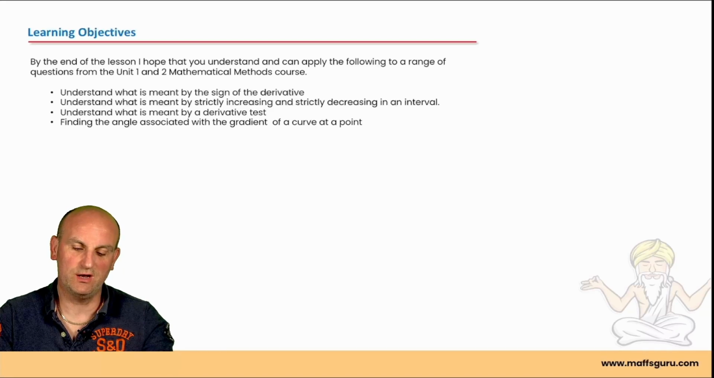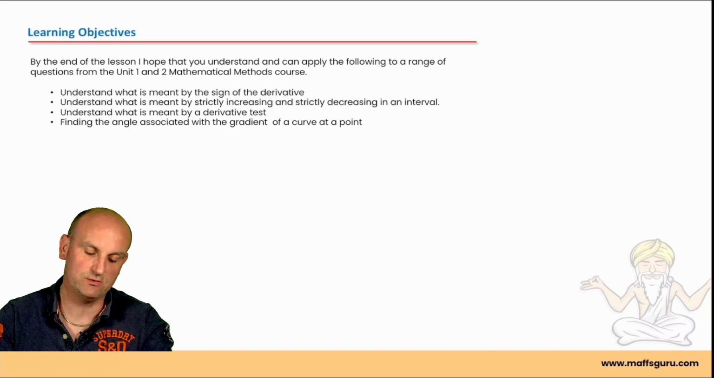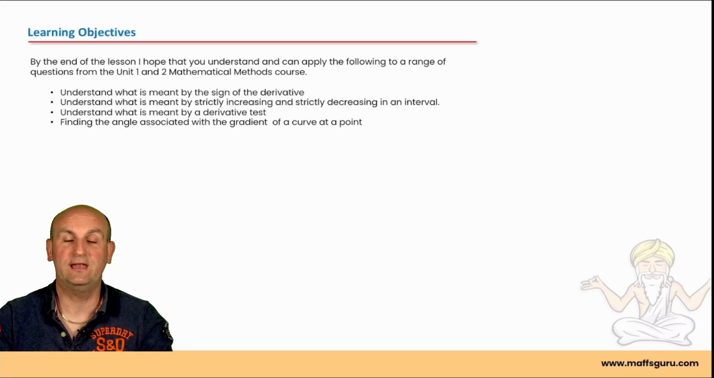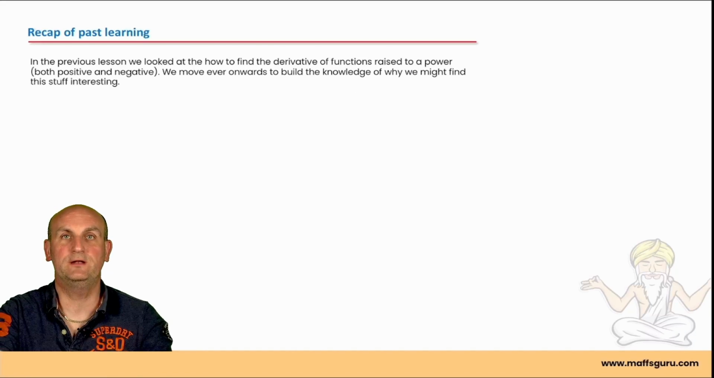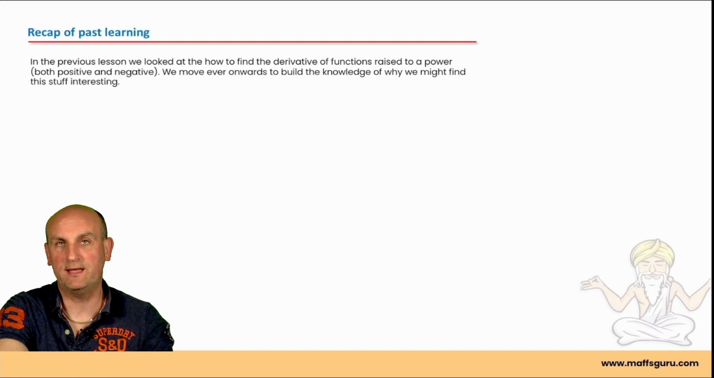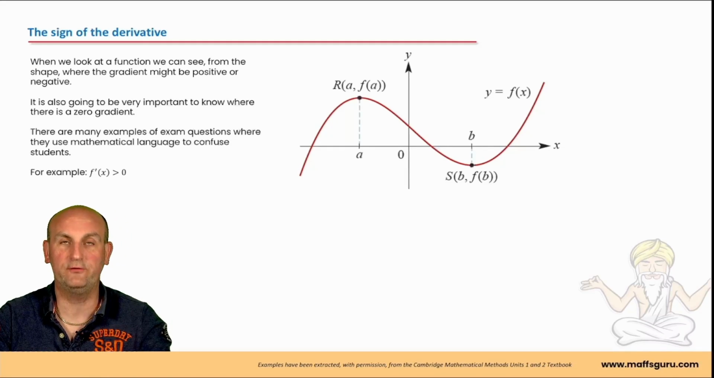So by the end of this, we want to know what's meant by the sign of the derivative, what strictly increasing and decreasing is, what is meant by a derivative test, and finding an angle associated with the gradient of a curve at a point. Okay, very exciting. Now, if you don't know the fundamentals of why we differentiate or how to differentiate, please stop now, go back and watch the video. If you're sorted with that, we can pretty much move on and talk about the sign of a derivative.